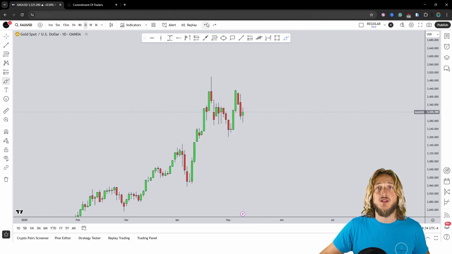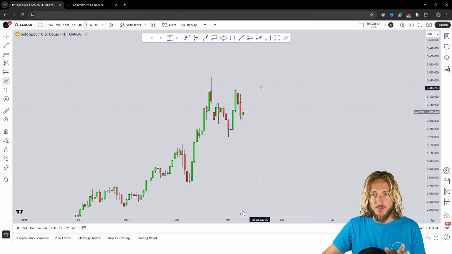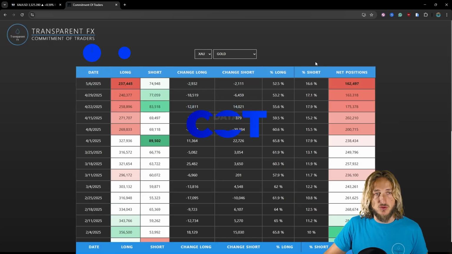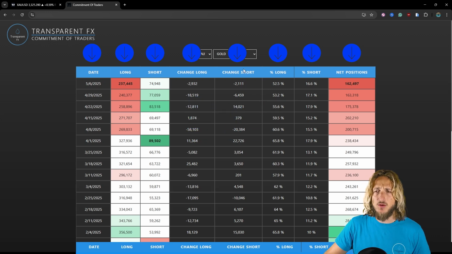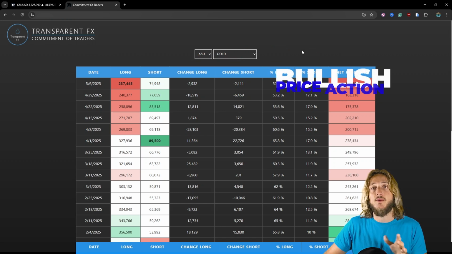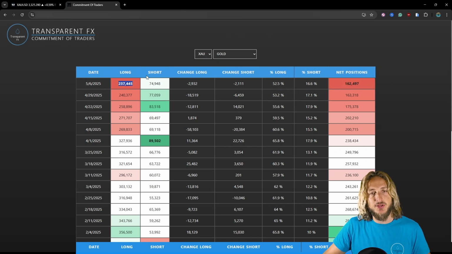But at the moment, what kind of structure do we have? Well, before we dig deeper from a technical perspective, first let's see what we have when it comes to the commitment of traders, so what the big players in the market are doing on gold. What we can see is that in the long term, there is no doubt that institutions are positioned to the bullish side for gold. We're sitting with 237,000 longs compared to only 74,000 shorts.